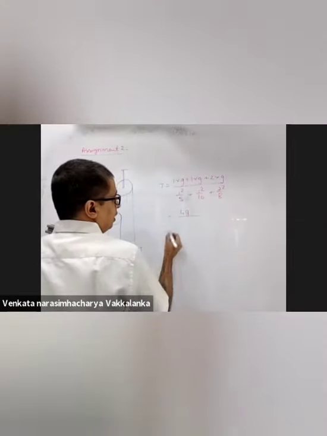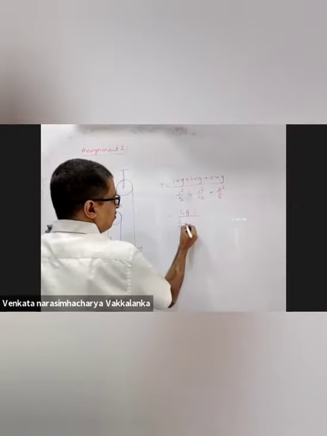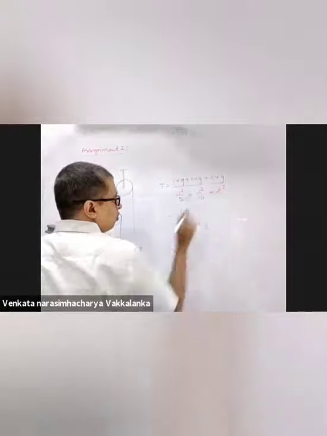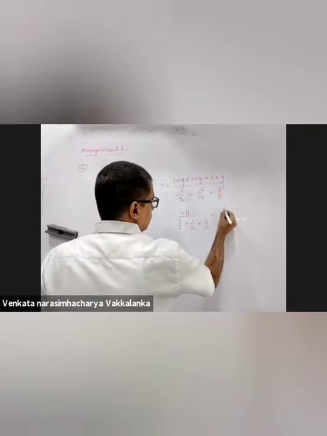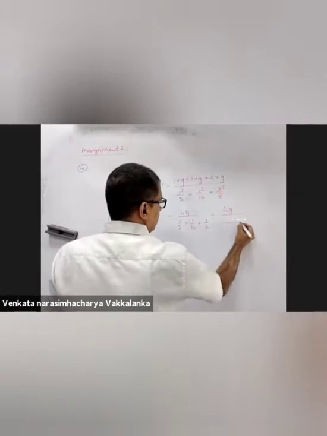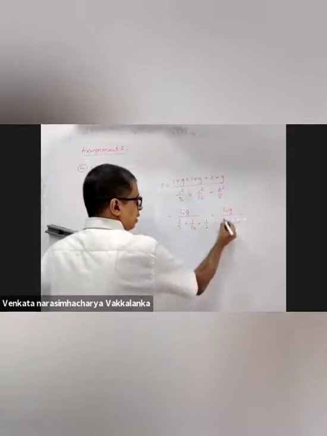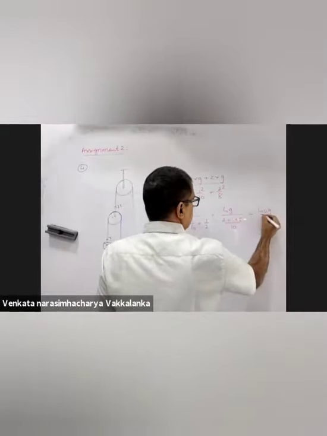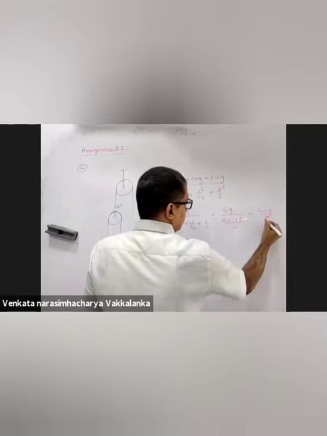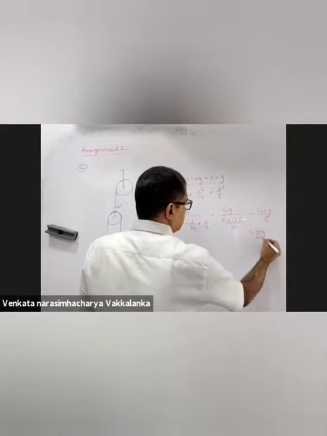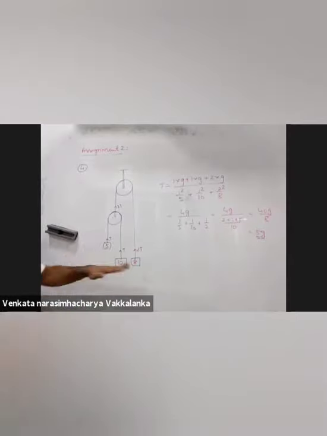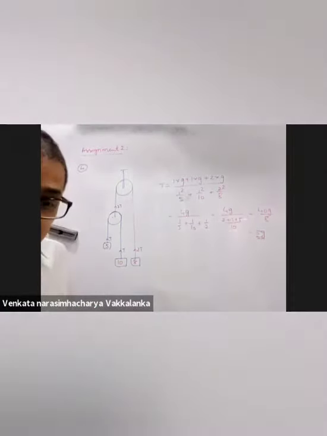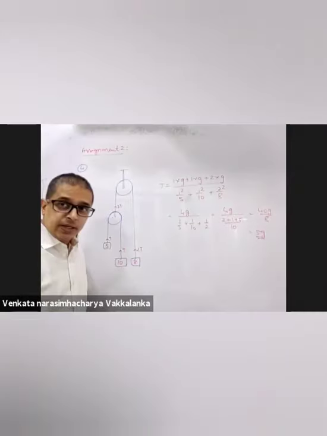4G divided by 1 by 5 plus 1 by 10 plus 1 by 2. 4 by 8 is 1 by 2. 4G divided by LCM, which is 10. 2 plus 1 plus 5. 40G by 8. This will be 5G.